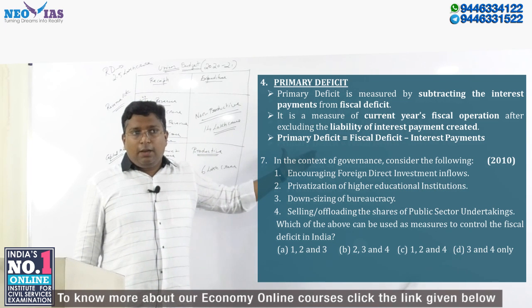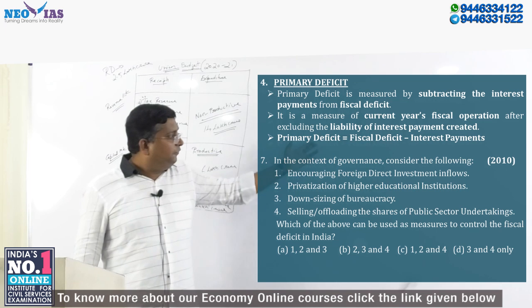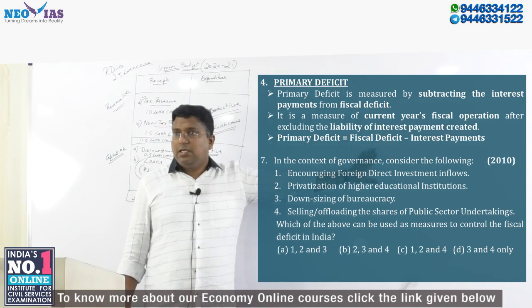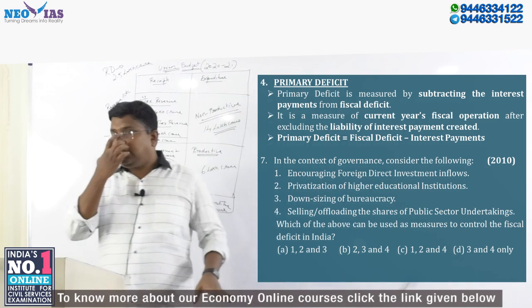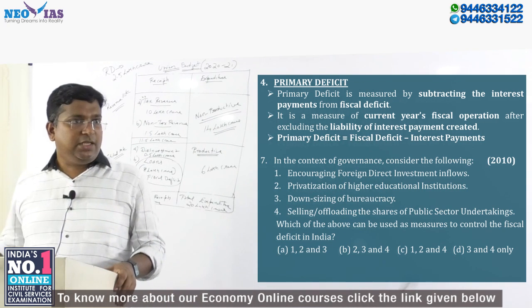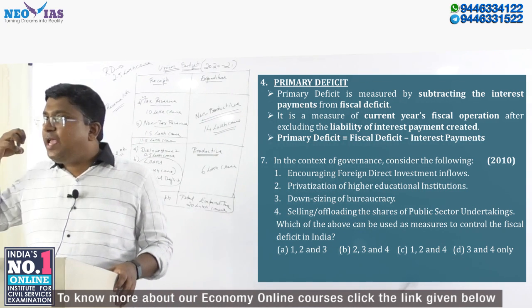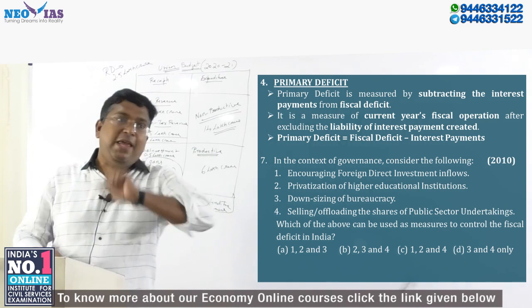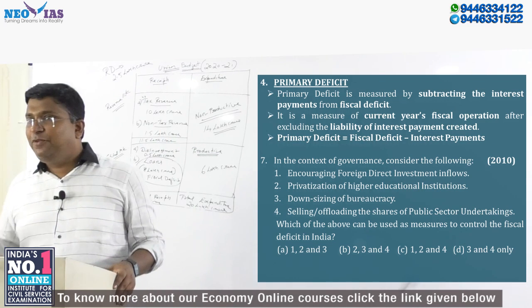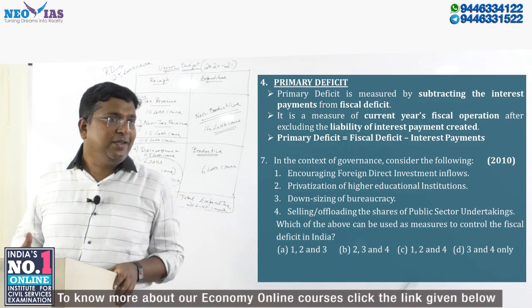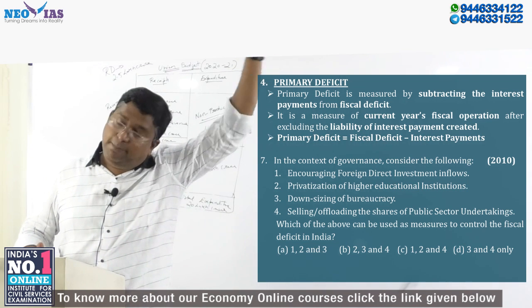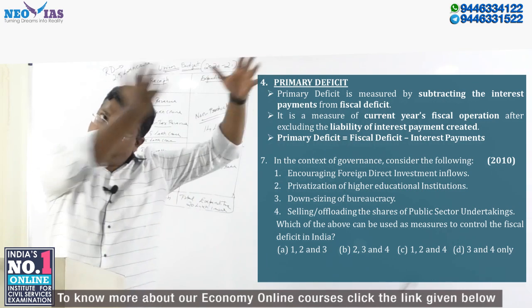So, primary deficit is nothing but fiscal deficit. Fiscal deficit is the total borrowing of that particular financial year. Imagine, what we are doing is borrowing and paying the interest. We are borrowing money for what? Mainly our borrowed money is used for what? To pay the interest of the previous borrowings.